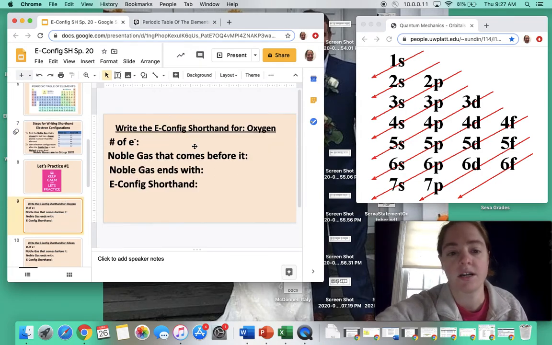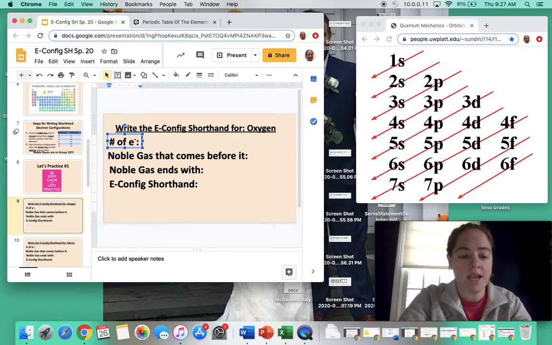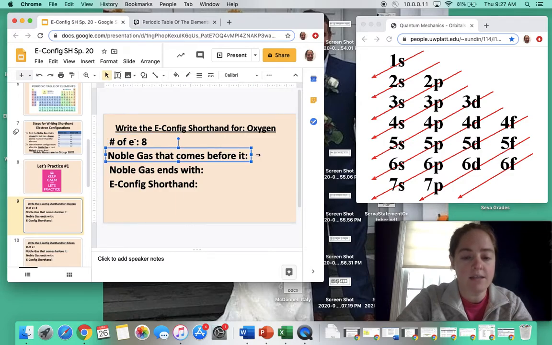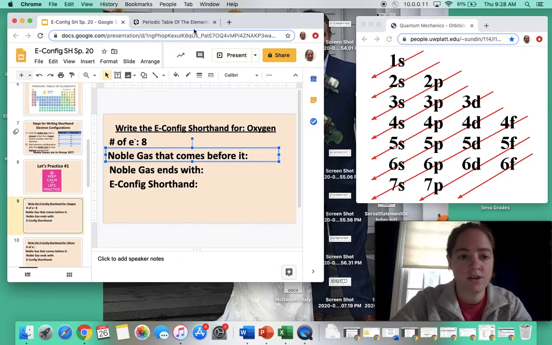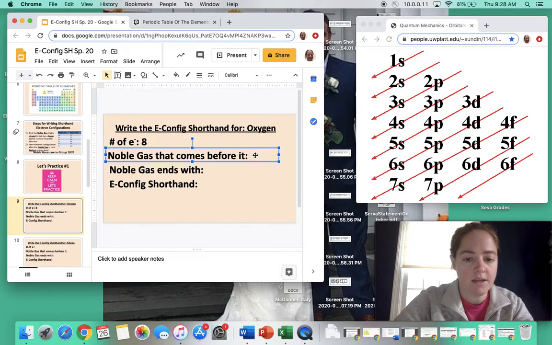So let's get started. Oxygen. How many electrons does oxygen have? Oxygen's atomic number is 8, so it has 8 electrons. There we go. Okay. Which noble gas comes before oxygen? If we jump to our periodic table, here's oxygen. We have to go back and we get to helium. Okay, so helium is going to come before it, and we always put the noble gas in brackets.